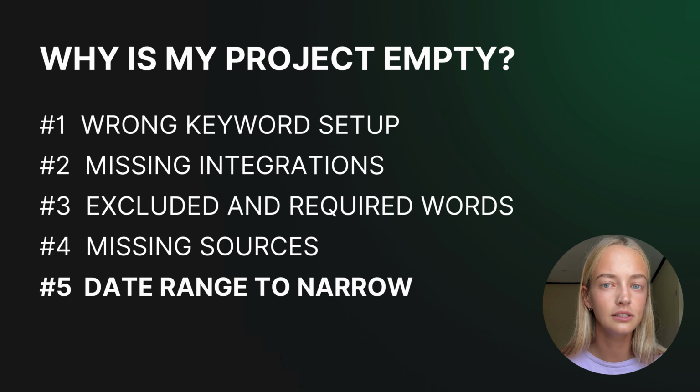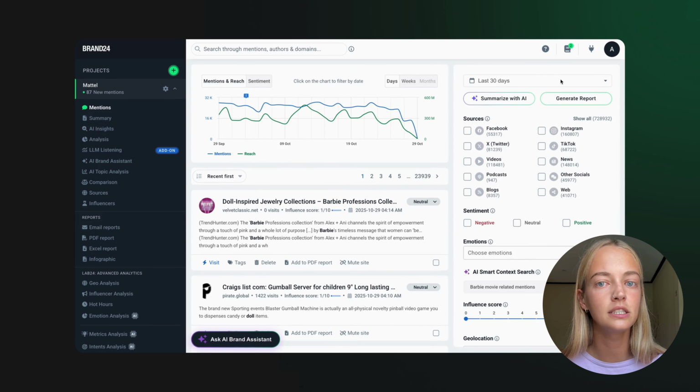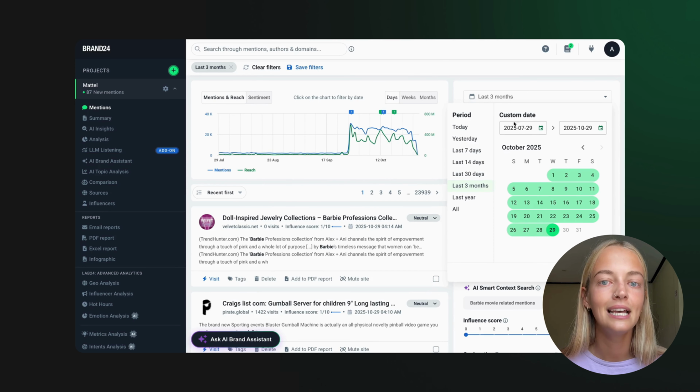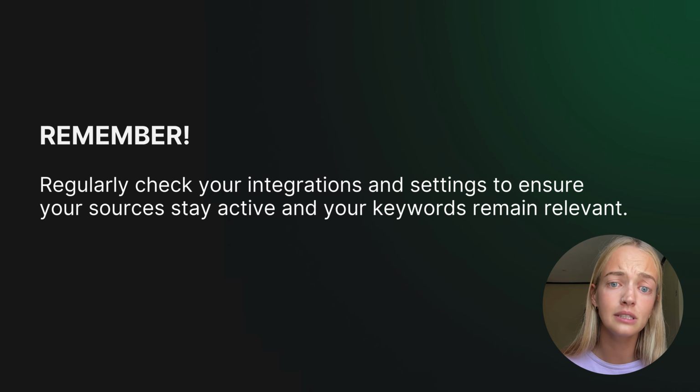If everything looks fine so far, check the date range. By default, your project shows mentions from the past 30 days. But if you don't see anything, try extending the range to older dates. There might be mentions hiding in past months. To keep everything running smoothly, check your integrations and settings once in a while. Make sure your sources are active and your keywords make sense.